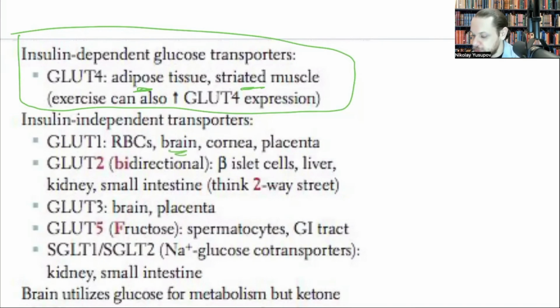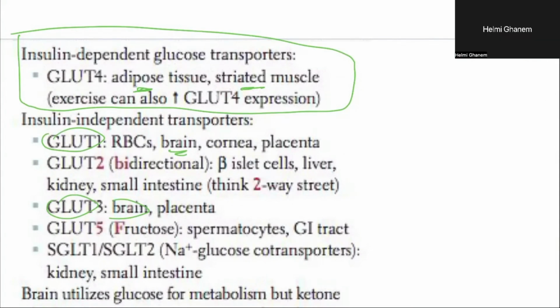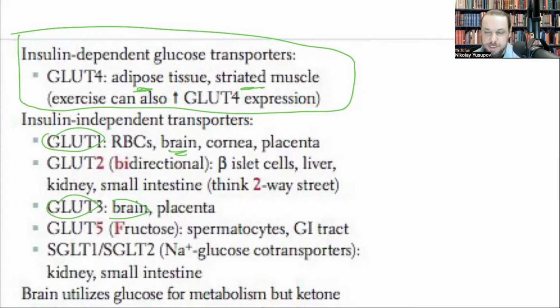However, you notice for the brain we have glucose type 1 and glucose type 3 transporters. They're not insulin dependent. And why do you think that may be? Why is the brain, or I should say the central nervous system, not under the mercy of insulin? Because the nervous system needs glucose all the time. If it were under the mercy of insulin, the brain tissue would have limited time before being destroyed and then dying. That's why it needs glucose in a continuous way. Yeah, exactly. So you're correct, Helmi. The brain utilizes glucose consistently.